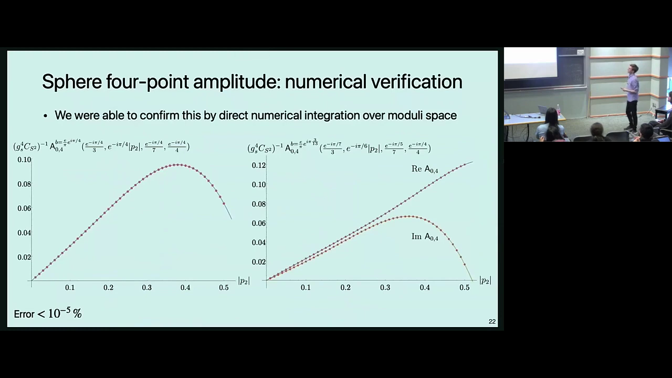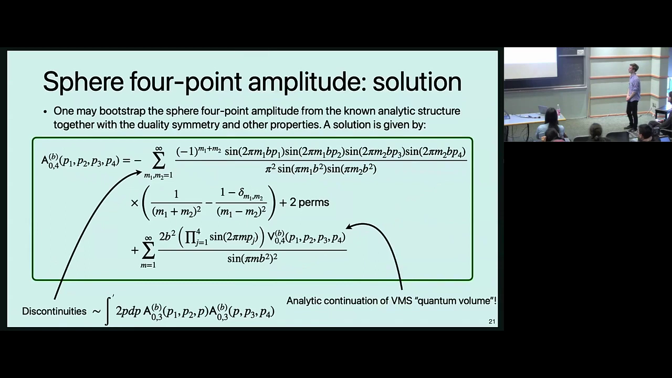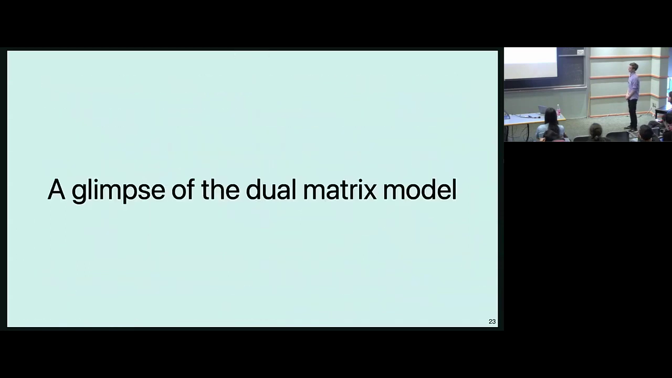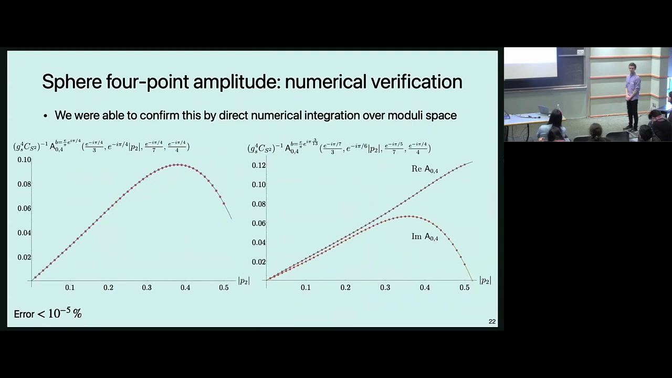Good, okay. And on the right here, we consider the case where we don't give B this special phase and give random phases to the external momenta, computed as a function of the absolute values of one of the momenta, and again, we observe a remarkable match. So we have a lot of confidence in this formula. Are there any more questions about the 4-point function before I move on?